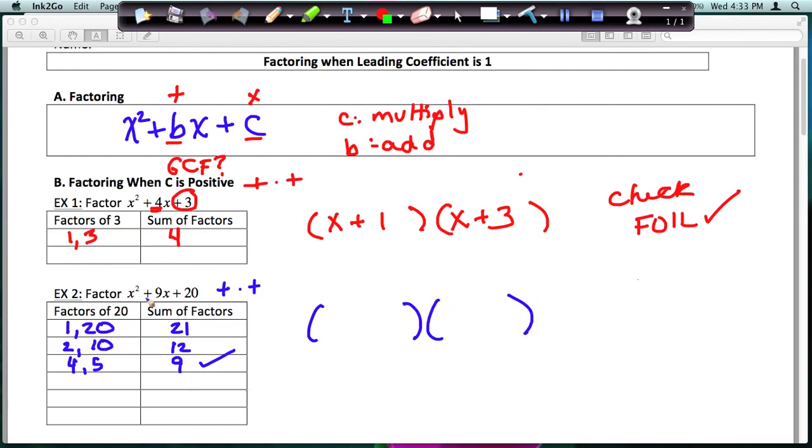Again, start with my first term. I have x squared. Always just check that you have the variable x and not something else, because it could be a y or a w, it doesn't matter. But in our case, we have an x, and then we said the two factors that work are 4 and 5, a positive 4 and a positive 5. Okay, so if I FOILed this out, I would get x squared plus 9x plus 20. So this is factored.